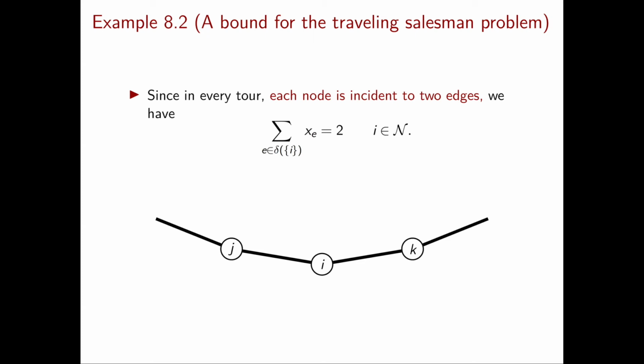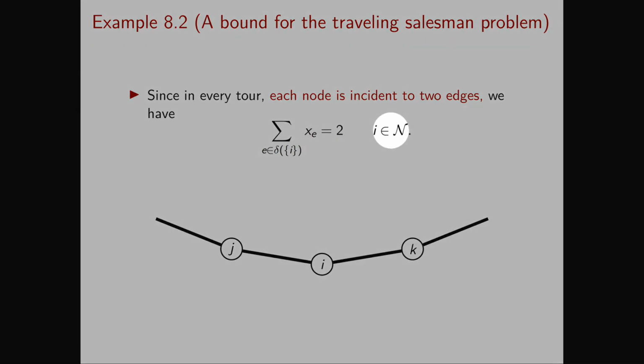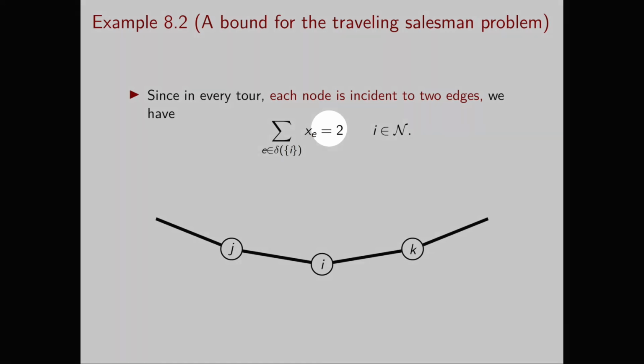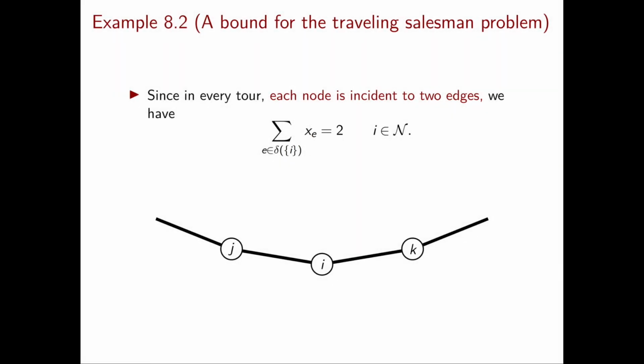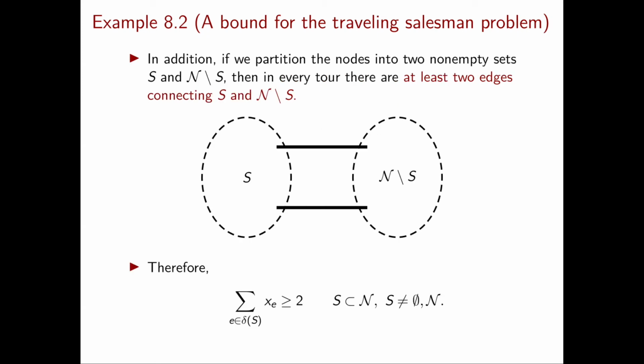Now let's discuss the constraints of our integer programming problem. Clearly, in every tour, every node is incident to two edges. So for every node i, we write that the sum of x_e for every edge e incident to i is equal to 2. However, you can check that these constraints are not sufficient to obtain a formulation of the traveling salesman problem. To obtain a formulation, we need to introduce another set of constraints.